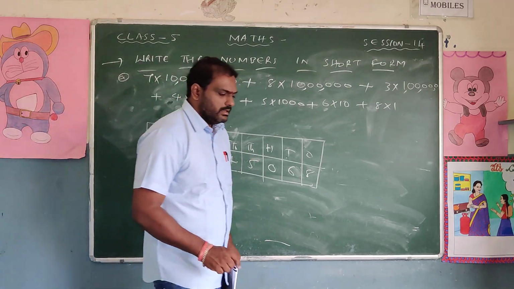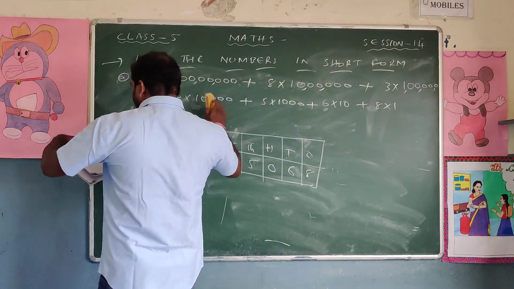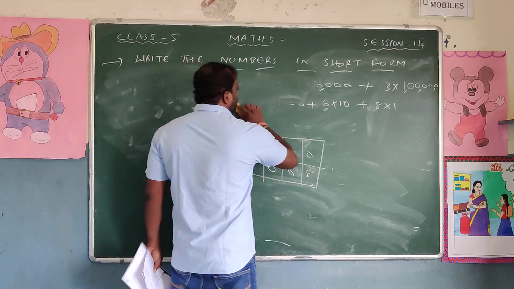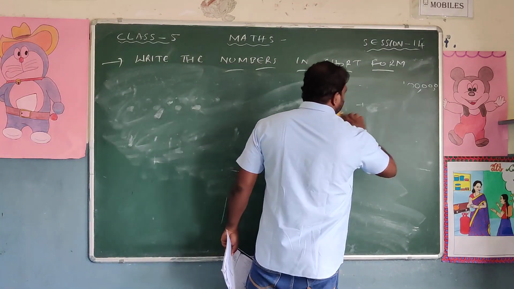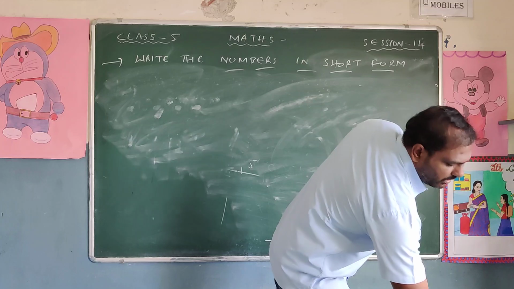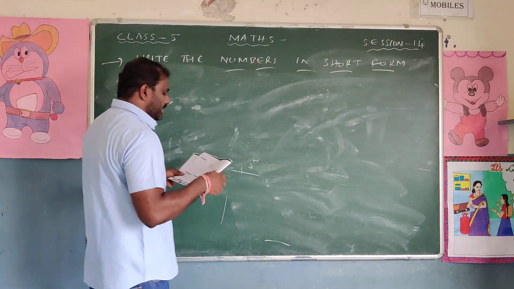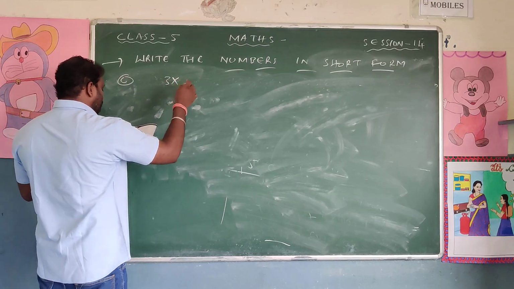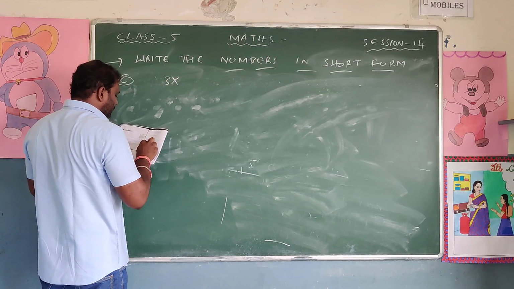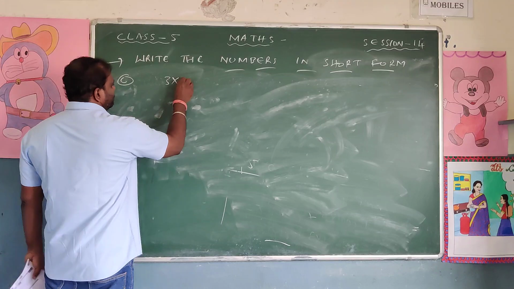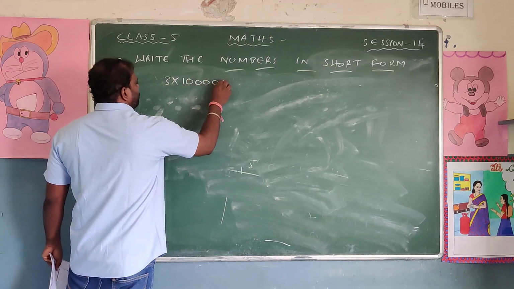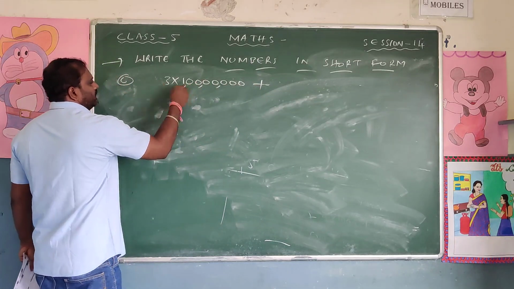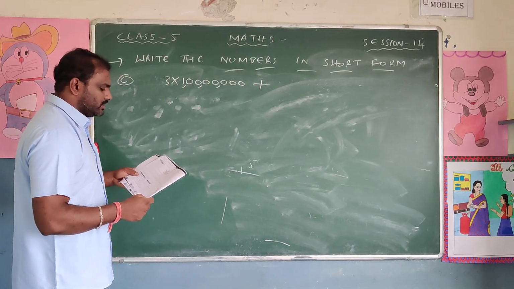Okay? Next, I'll go for the second question, second bit, and this one. That is question number 3 and you. Question number 2 is very easy because all are given. If it is not given, it will be tough. So see it. 3 into, so how many zeros are there? 1, 2, 3, 4, 5, 6, 7 zeros are there. 1, 2, 3, 4, 5, 6, 7. Units, tens, hundreds, thousand, 10,000, lakhs, 10 lakhs, crores.